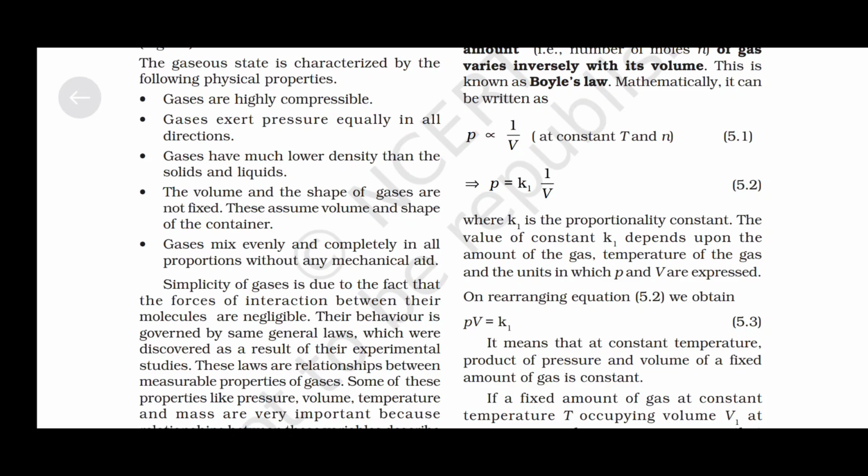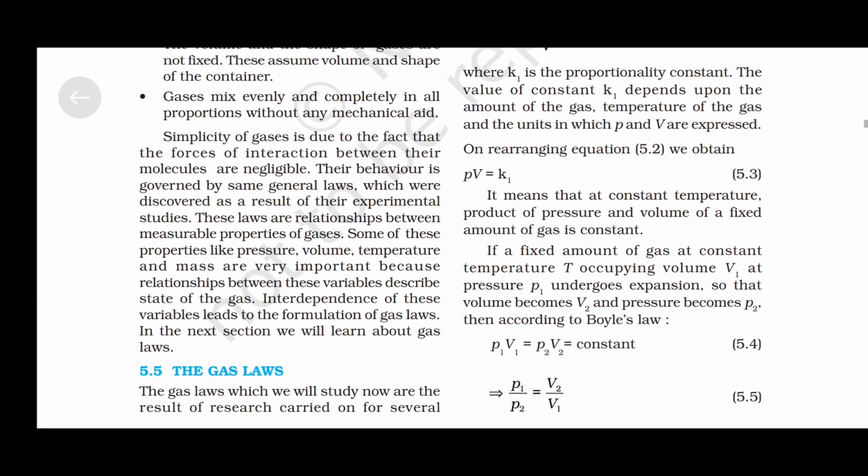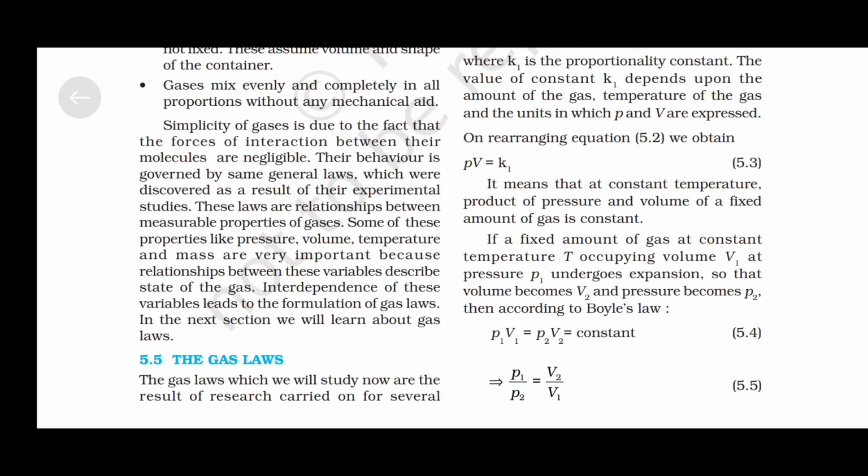This behavior is governed by the same general laws, which were discovered as a result of experimental studies. These laws are a relationship between measurable properties of gases. Some of these properties like pressure, volume, temperature and mass are very important because the relationship between these variables describes the state of the gas. Interdependence of these variables led to the formulation of gas laws. In the next section, we will learn about gas laws.